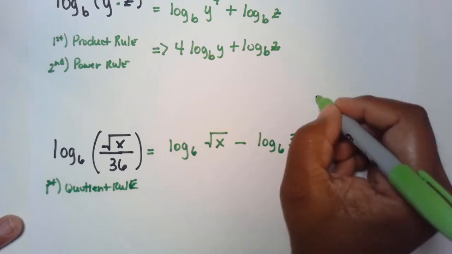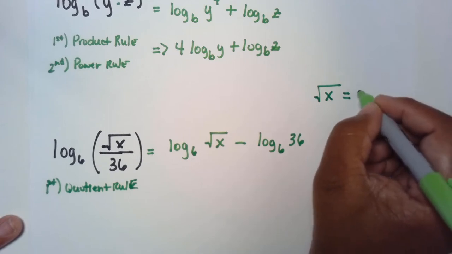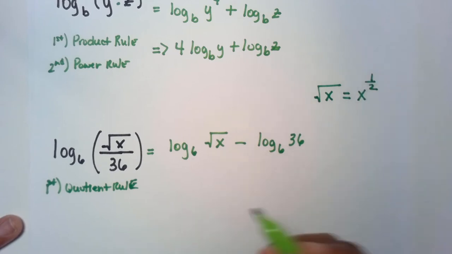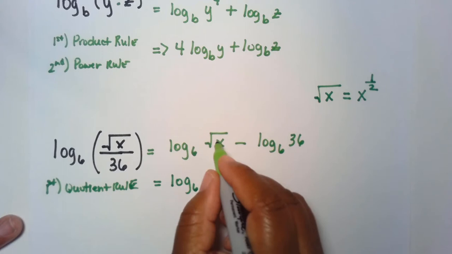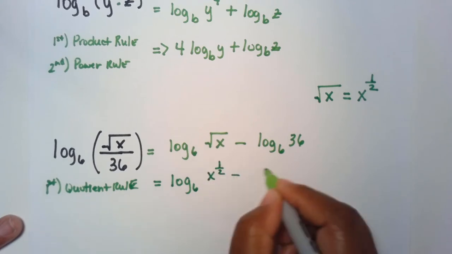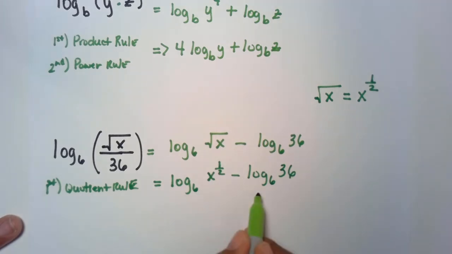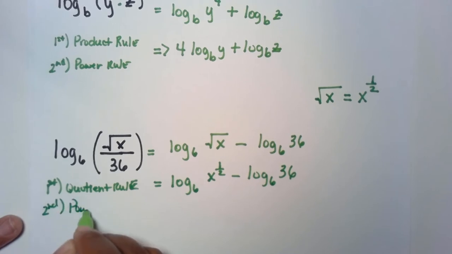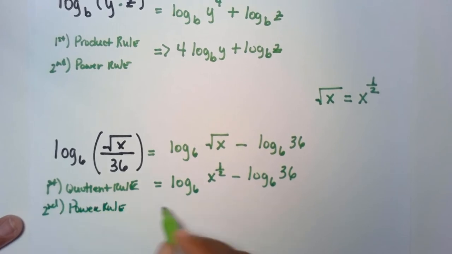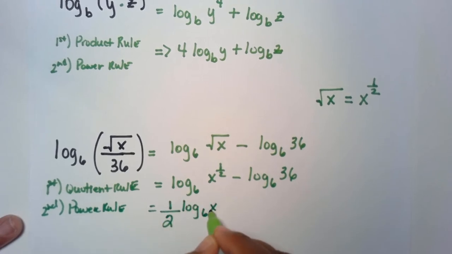Now this square root of x, let's convert that to an exponential expression. So x to the 1/2 power. I'm going to rewrite this square root of x as x to the 1/2. Log base 6 of x to the 1/2 minus log base 6 of 36. Now, because we have a base raised to a power, we're going to use the power rule, where we take the 1/2 and write it in front of the log base 6 of x.